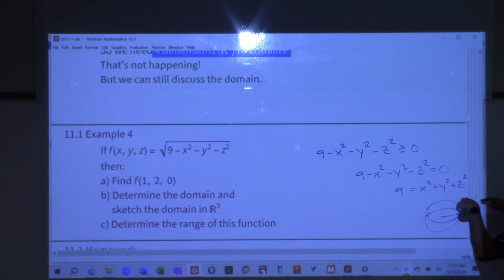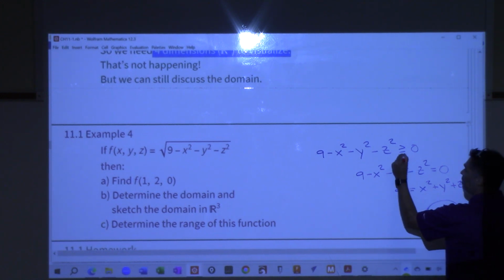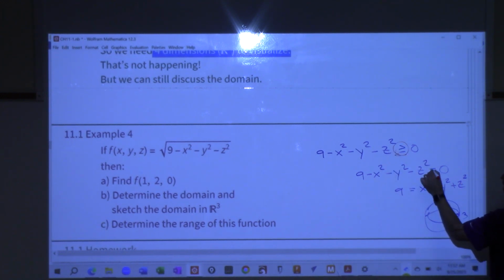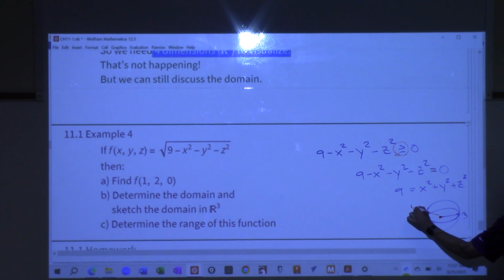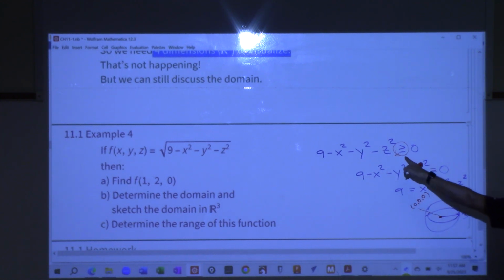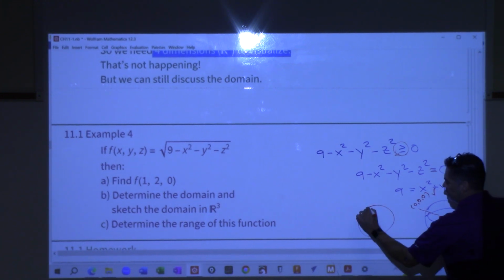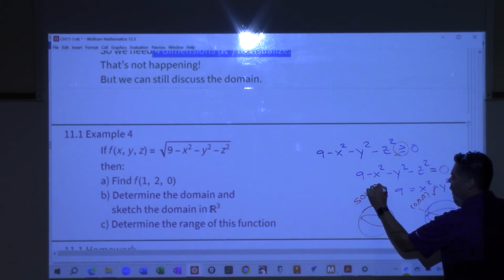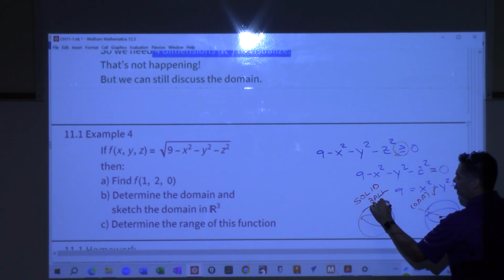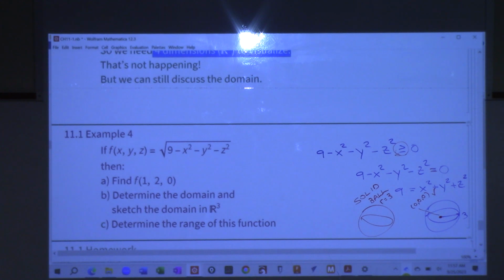And we need to check, is it the stuff inside the sphere or outside the sphere? Because remember, it's an inequality here. Here we're doing an equals just to draw it. So let's check a point. Let's check 0, 0, 0. Does 0, 0, 0 work in that? It does, right? It works, which means we want everything inside this too. So it's actually the ball, the solid ball of radius 3, that is the domain of this function.